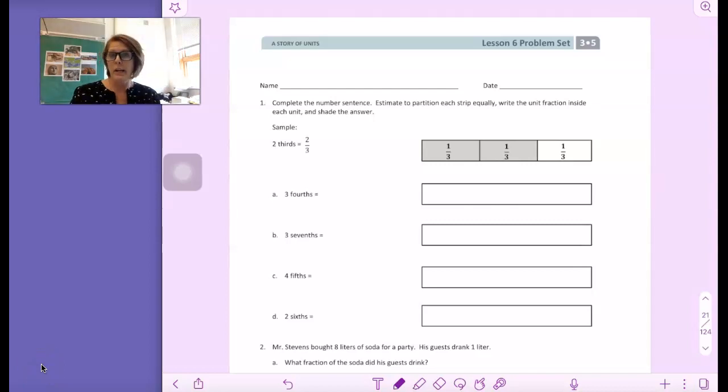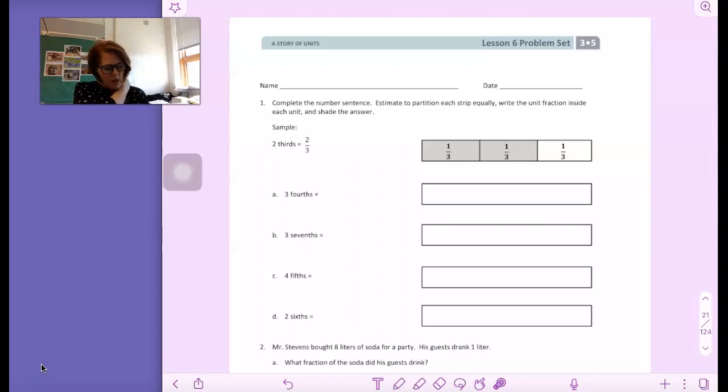Welcome back. We are continuing with Module 5, Lesson 6, Problem Set. And now we're moving on to not just unit fractions, but writing the fraction representing how much is shaded or not shaded, so recognizing those fractional units. So for this, let's read the directions. Complete the number sentence. So these are the number sentences right here. Estimate to partition, divide each strip equally. Write the unit fraction inside each unit and shade the answer.